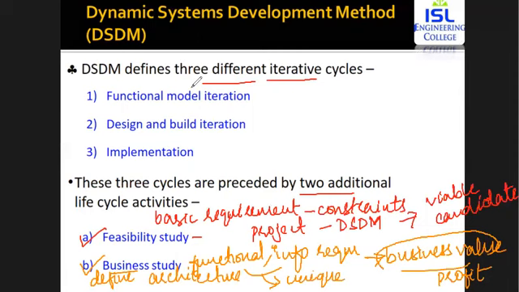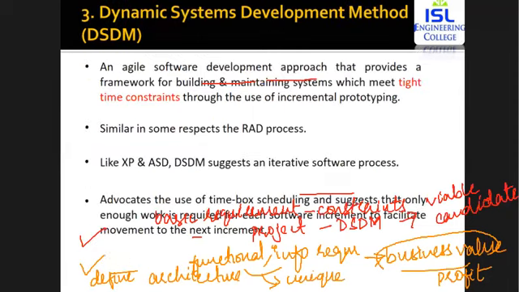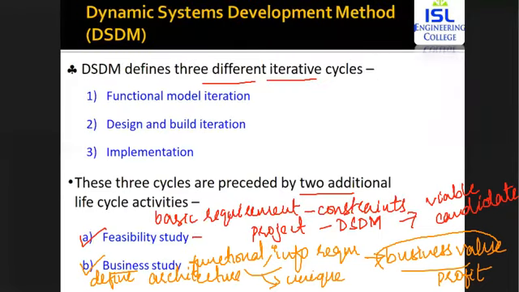Then coming on to the functional model iteration. Now within this functional model iteration, as you have identified the functional and the information requirements, based on that you're going to design a prototype. Now what is a prototype? A prototype is a model, not exactly the software that you're developing, but a model of the software that you're developing. So in here you're going to build a prototype.